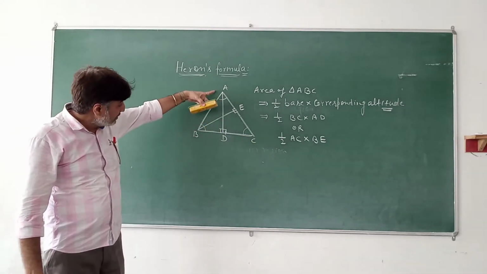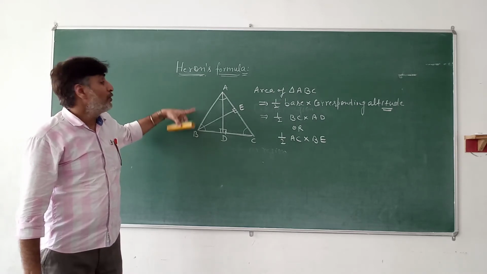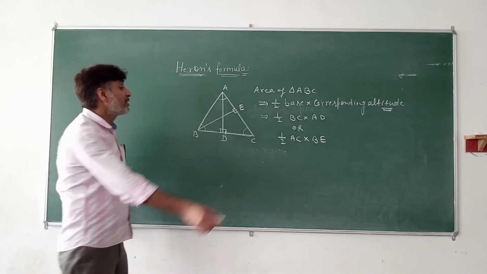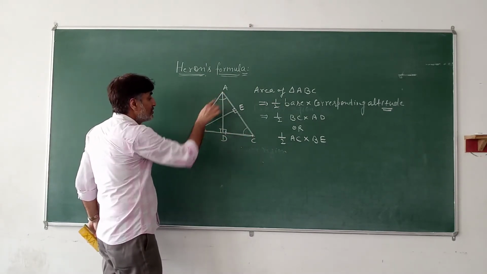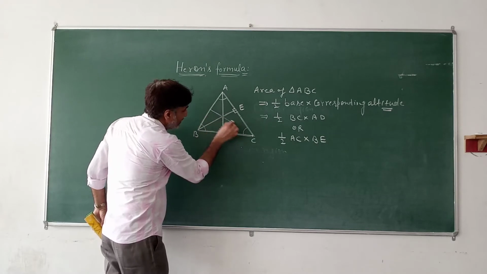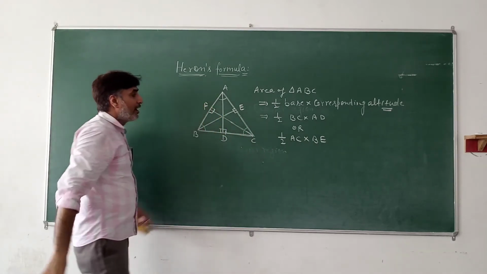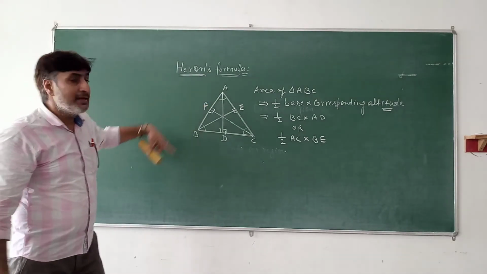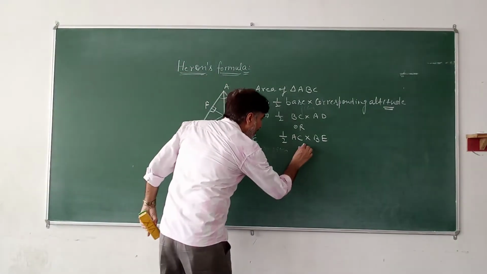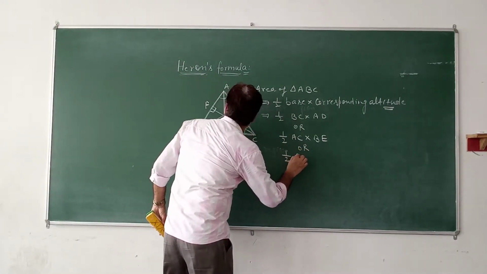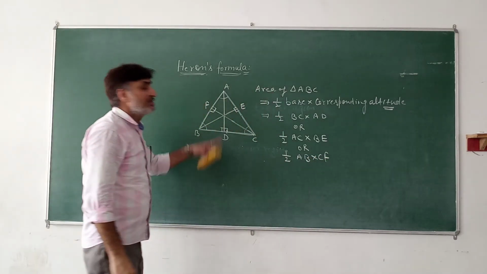And if we assume this AB as base, then the altitude of this triangle becomes the perpendicular from this opposite vertex C to this side AB, and that becomes, say, CF. And now the area of this triangle ABC becomes half base AB into corresponding altitude CF.